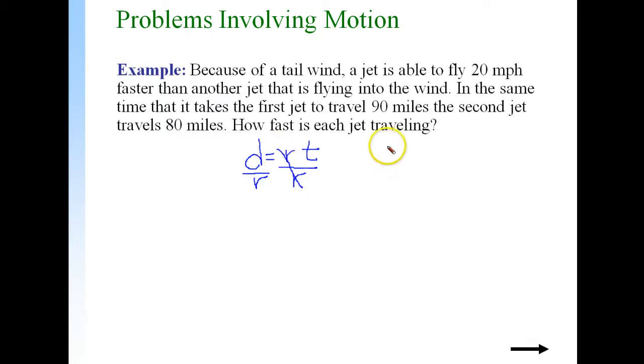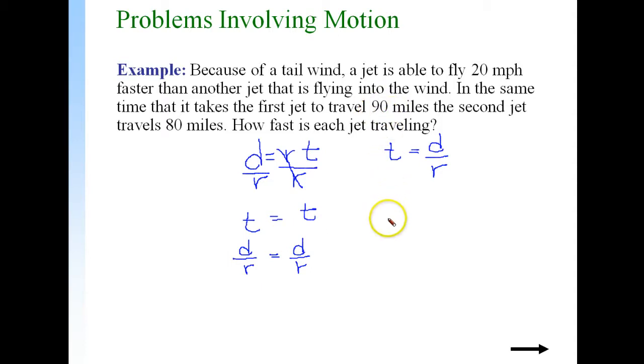So what does t equal now? T equals distance divided by rate. Okay? And we actually have two of them. We have time equals time. That part's the same. Well, on this side, it's going to be distance divided by rate equals distance divided by rate. So that's basically our equations here.